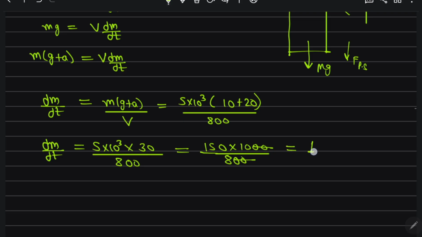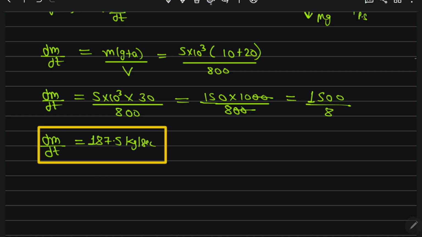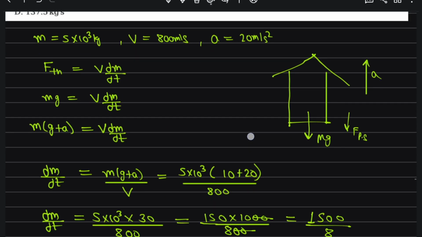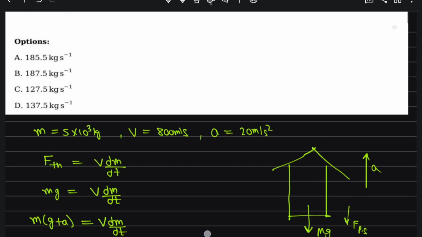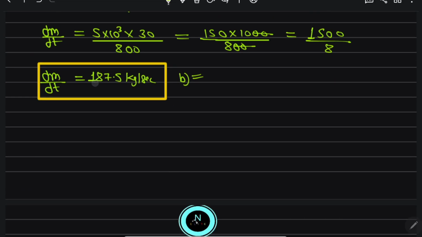So here 1500 by 8. If I divide them, 1500 divided by 8 comes out to be 187.5 kg per second. 187.5 kg per second. So which option? Option B is correct.